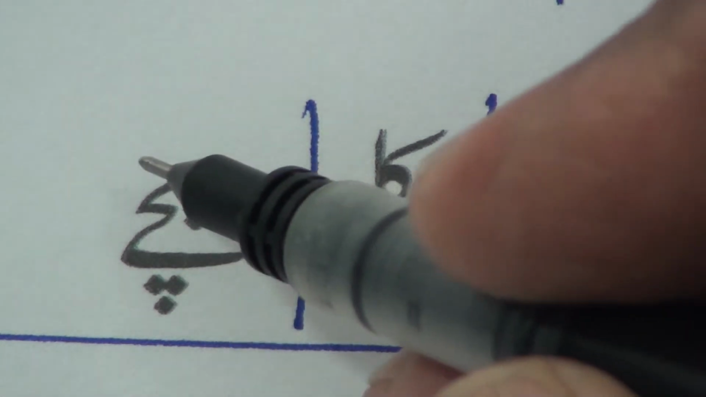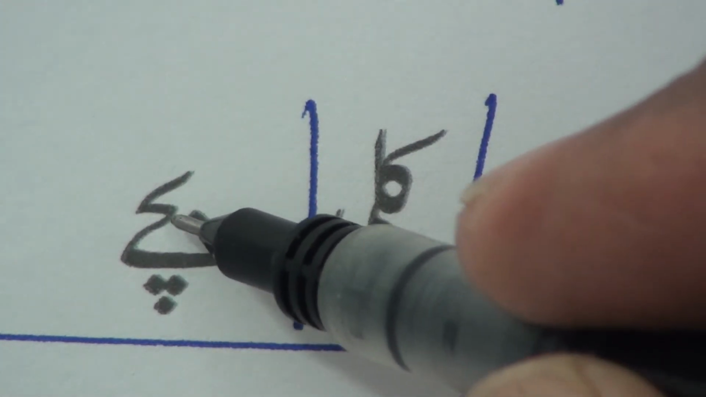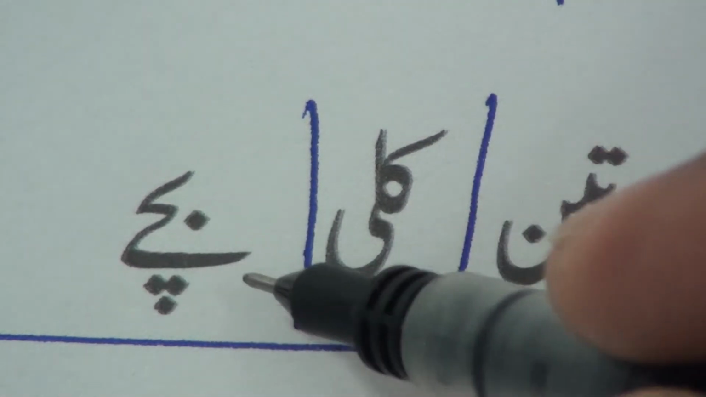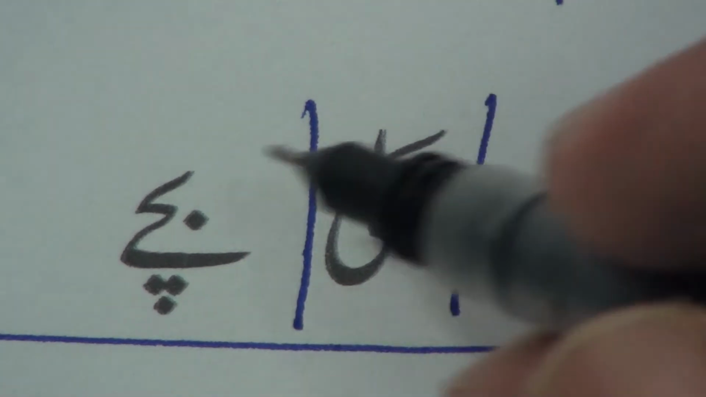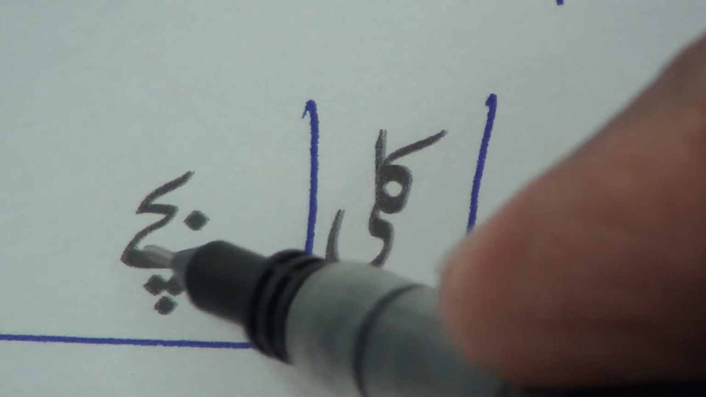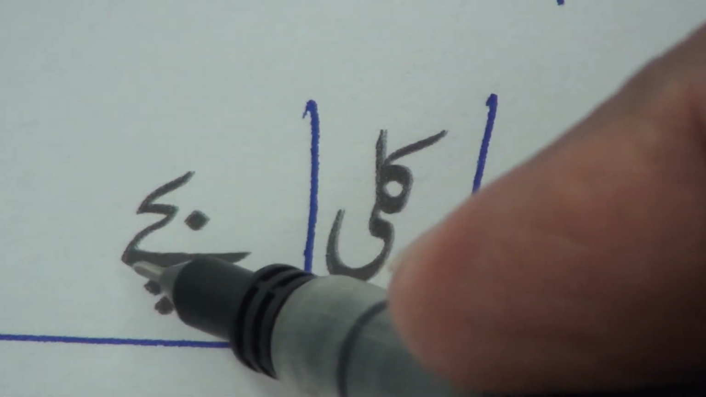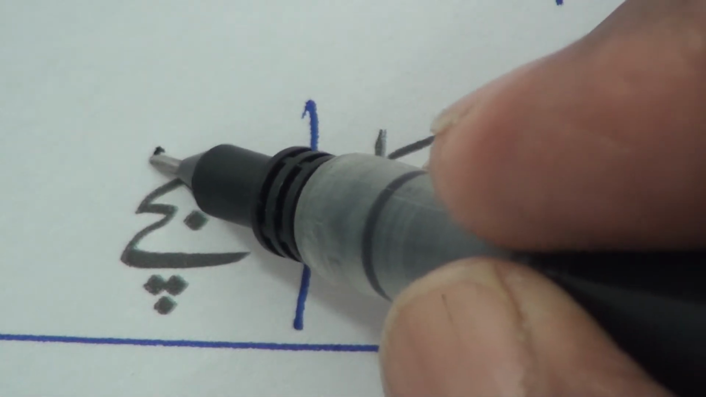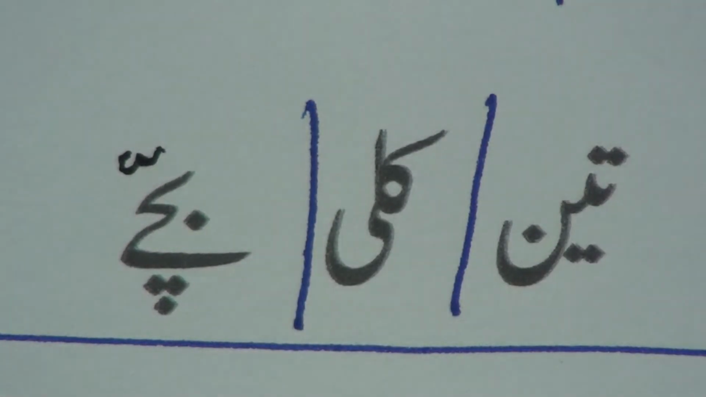Bacche. Be, che, and this is badi ye. Bacche. There is a tashdid over che. Bacche means children. Thank you.